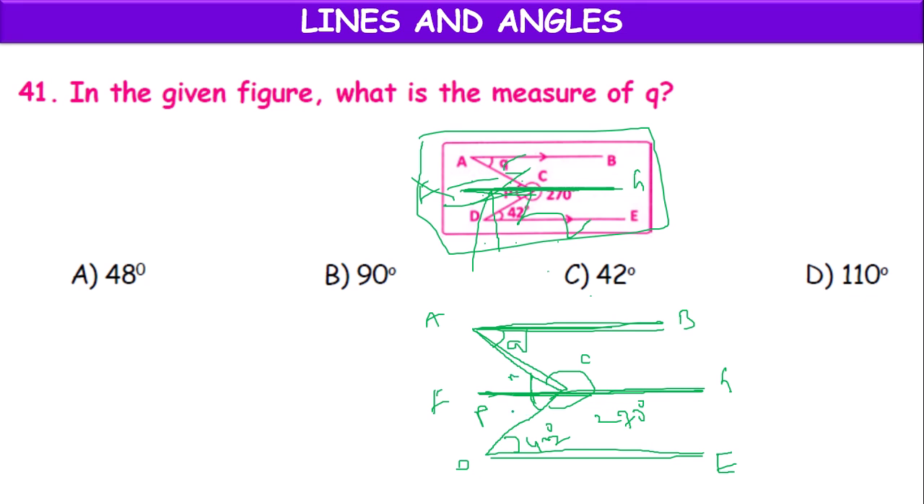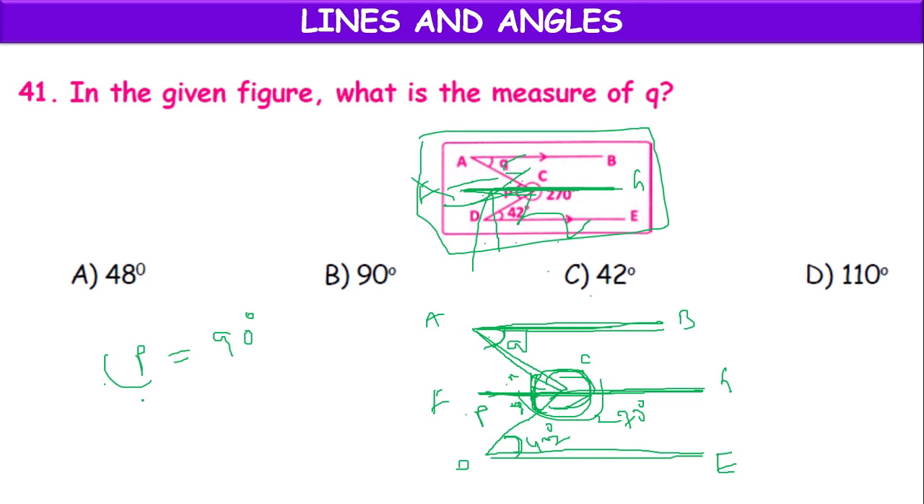So upper part let it be X and below part let it be Y. Now this Q equal to X because they are alternate angles, and this Y equal to 42 because they are alternate angles. But this total part is 270. So this remaining part will be equal to 90 degrees. So angle P equal to 90 degrees. Because this complete angle is 360, out of 360, if we remove 270, this P part will be 90 degrees.